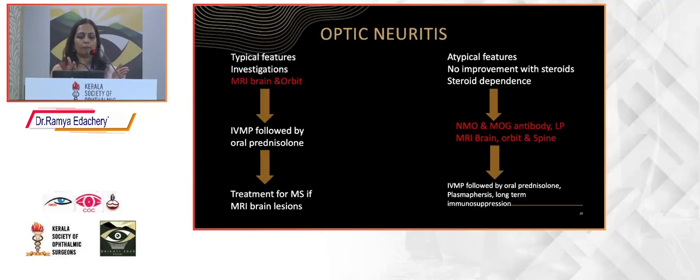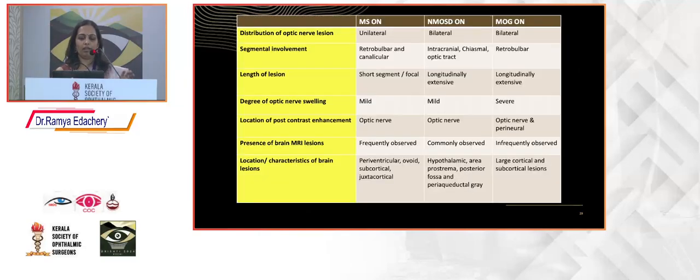If you have a typical patient, send for MRI brain and orbit with fat suppression and gadolinium contrast, IVMP and oral prednisolone, treat for MS depending upon the MRI brain lesions. If you have atypical lesions: NMO, MOG antibody, LP, brain, orbit and spine, and IVMP followed by oral prednisolone, plasmapheresis, long-term immunosuppression. This is all what I told today, how to differentiate between NMO, MOG and multiple sclerosis. Thank you.